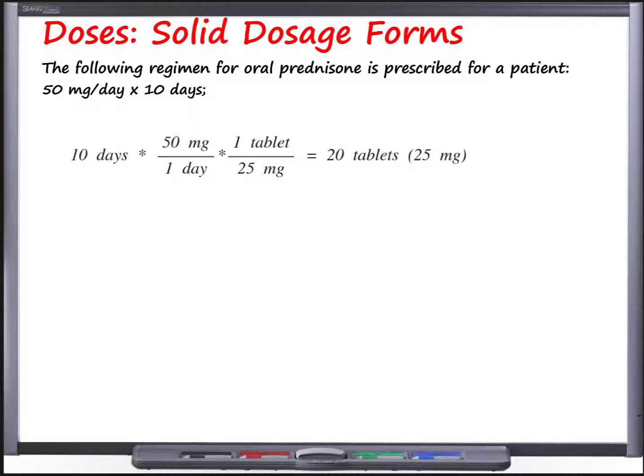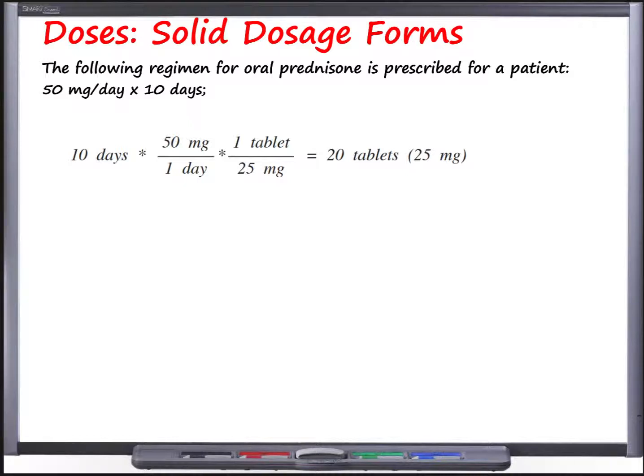So I started with, as you can see in this formula, 10 days. And then I'm going to multiply that by the fact that we need 50 milligrams over every 1 day. So days will cancel, leaving me with the units of milligrams. And then I'm going to multiply that by the fact that in every 1 tablet, there is 25 milligrams. We are using a 25 milligram tablet. So as you can see, days cancel, milligrams cancel, and our final units would be in tablets.